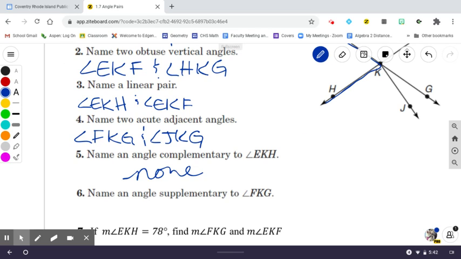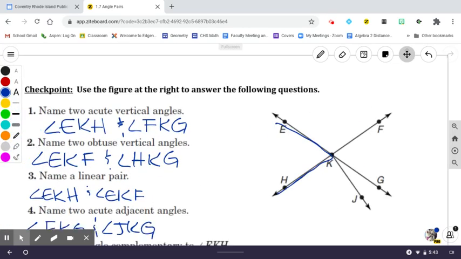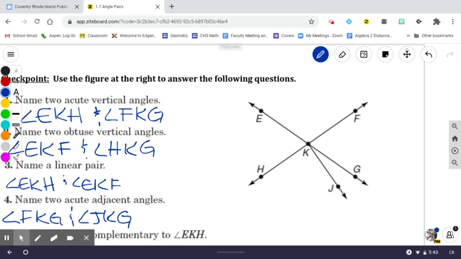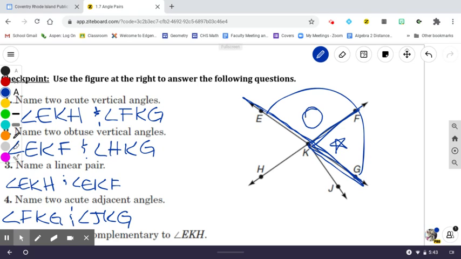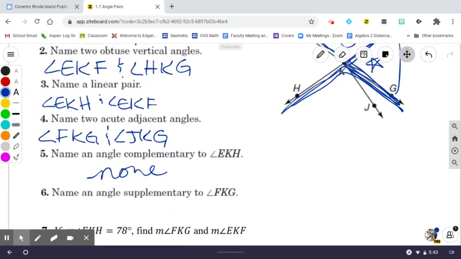Next one, an angle supplementary to FKG. So let's go back to the picture. FKG is this one. This one we can name one because we do know that, say, these two angles, for example, would add to 180 because those two angles are a linear pair, which also makes them supplementary. So this was asking for an angle that was supplementary to FKG. That's this one. So this one would be the answer, angle EKF. Another possible answer, in case anyone's wondering, is this one, because it would make a linear pair this way. So either way, it's EKF for number 6.